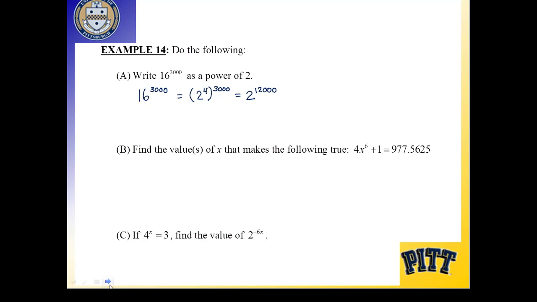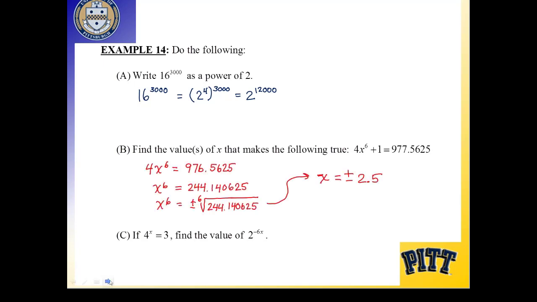So when I look at things I have to do to get x alone, I have to definitely take a sixth root at one point. I'm going to have to divide by 4. I'm going to have to subtract 1. If I'm undoing the order of operations, I'm going to reverse its order. So that means that I'm going to undo the plus 1 first by subtracting 1 from both sides. Then I'm going to divide both sides by 4. And I get x to the 6 equals 244.140625. Now, if they're using a lot of decimal places, you should probably use a lot of decimal places too.